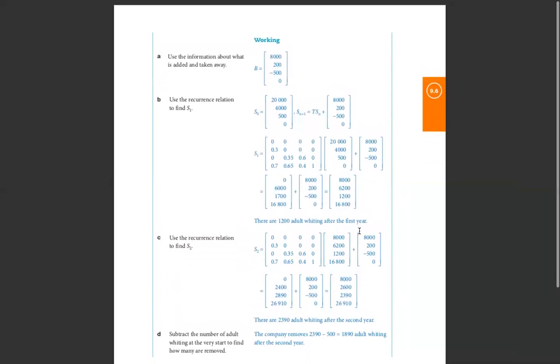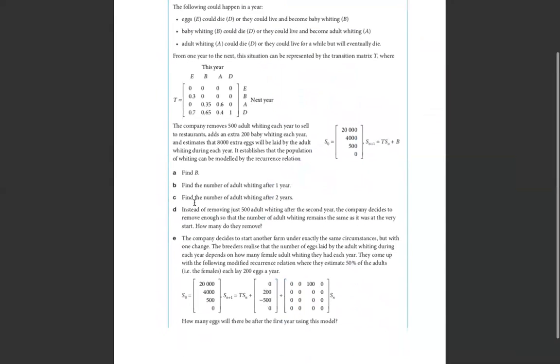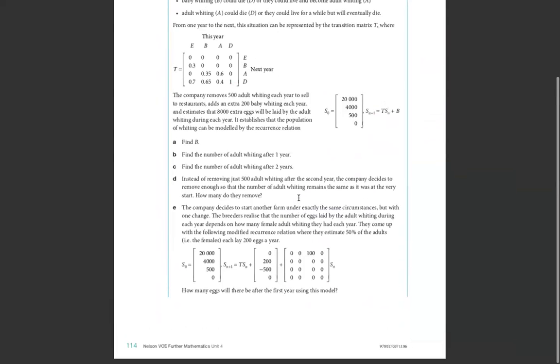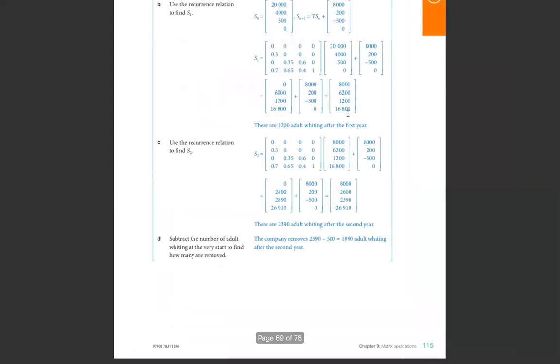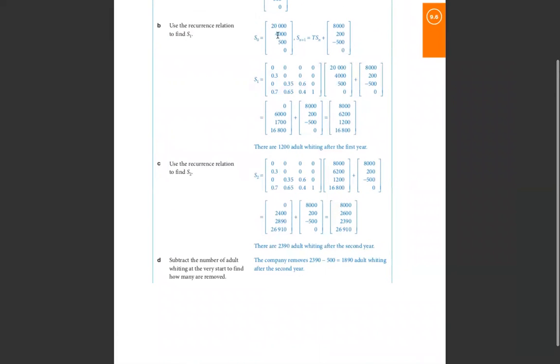Then they have asked you to find the number of adult whitings after 2 years. So the same thing, we have already found after 1 year. We are using that matrix which we have found. This one is a new one. So instead of S0, this one, we are using now that one.